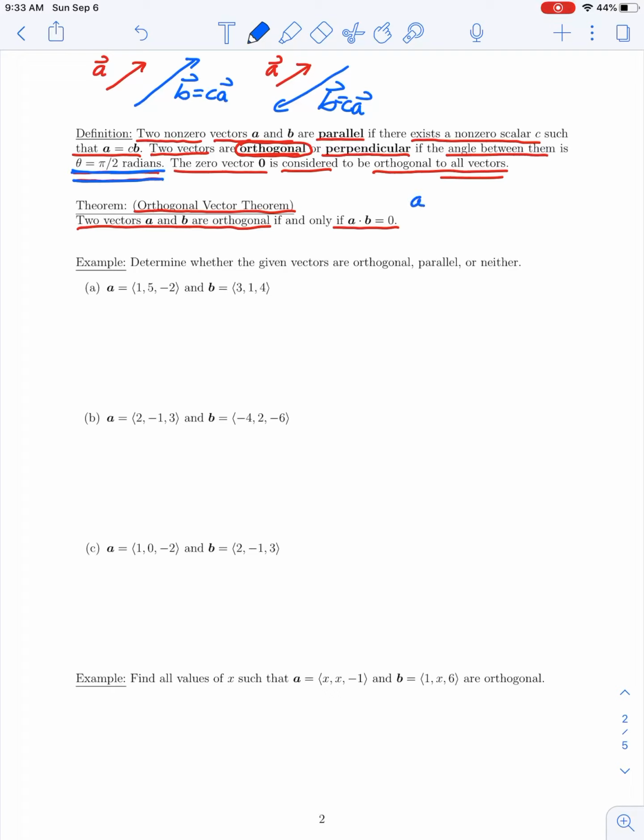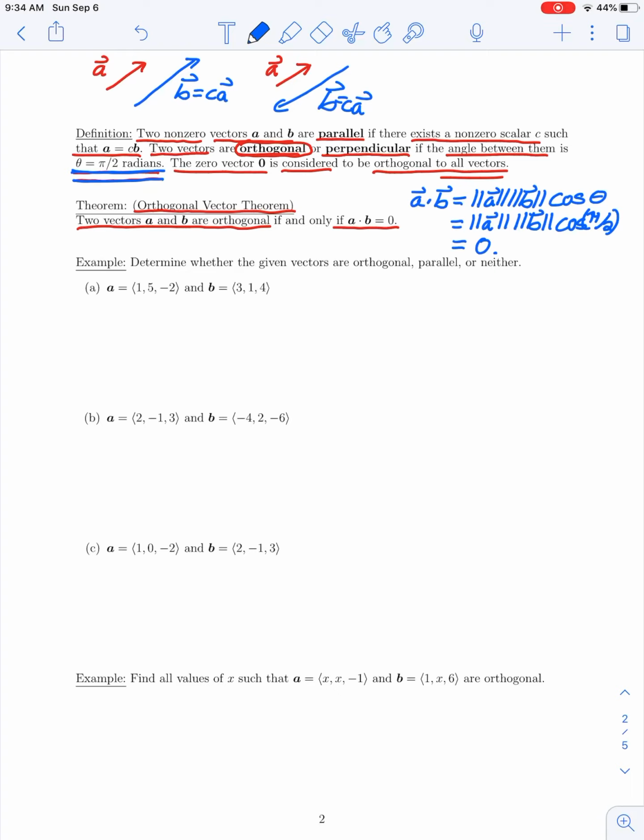And we saw that the dot product of two vectors was given by the product of the magnitudes of A and B times cosine of the angle between them. So if the angle between them is pi over 2 radians, well, we have the magnitude of A times the magnitude of B times cosine of pi over 2, which is 0. So the dot product would have to be 0 in order for two vectors to be orthogonal to one another.